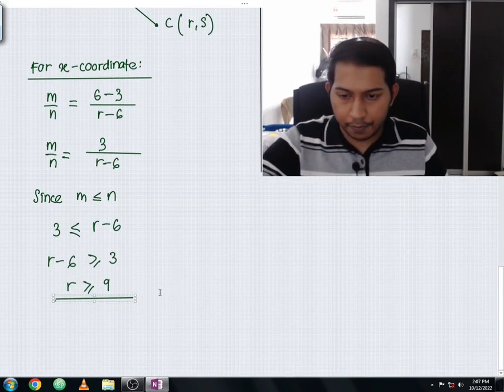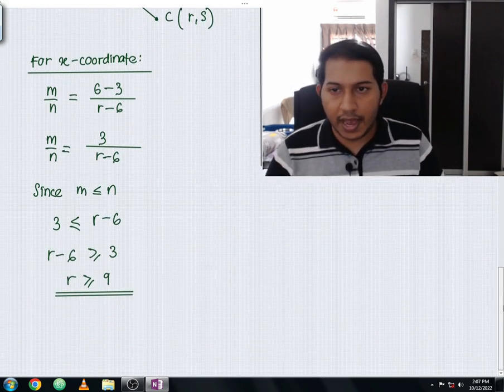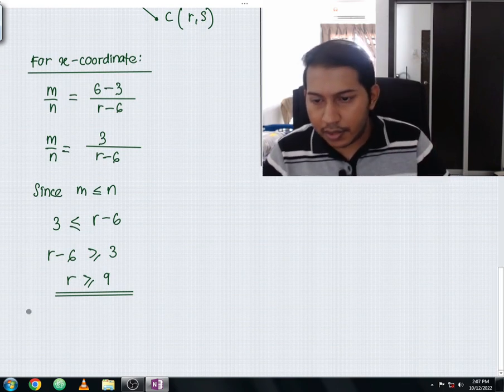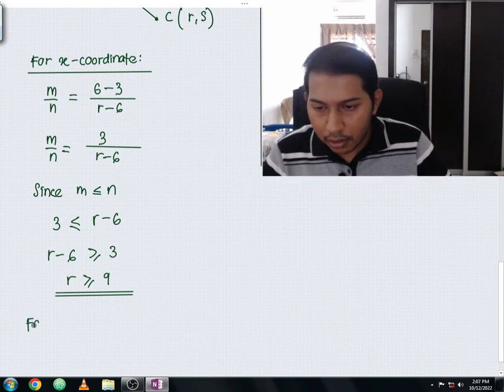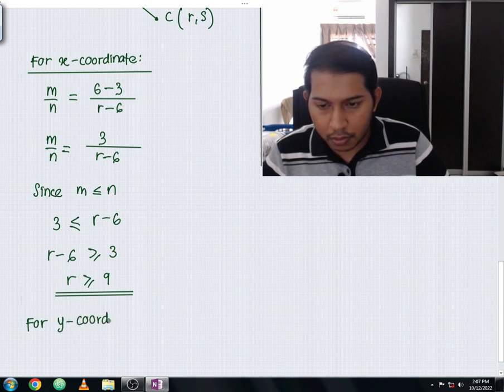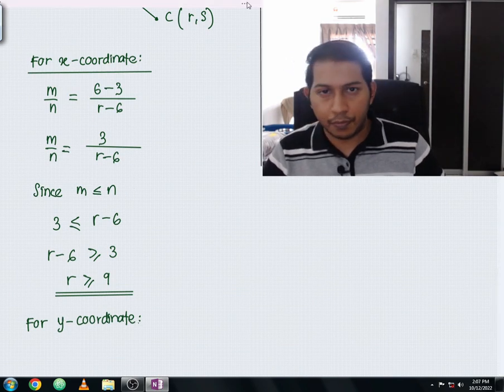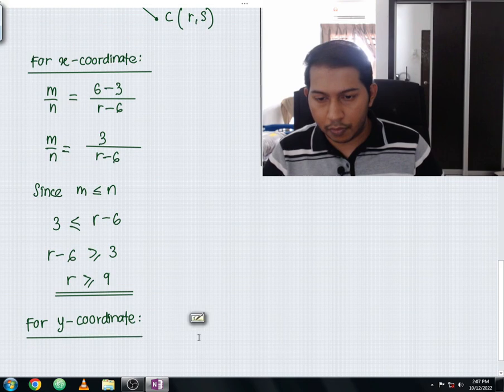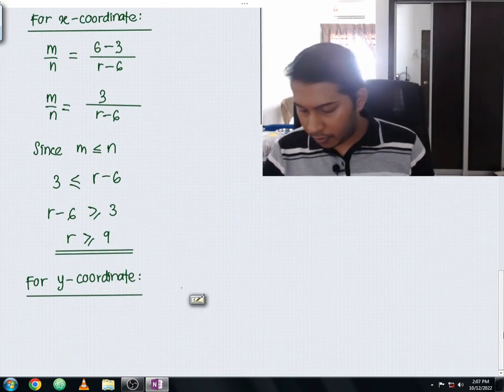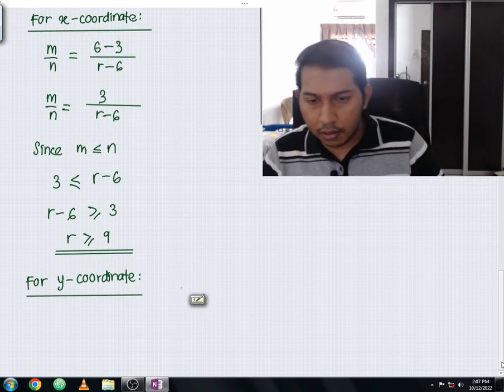Okay, so this is for the x coordinate. So let us proceed our discussion for the y coordinate now. So for y coordinate, okay, so from here similar working.